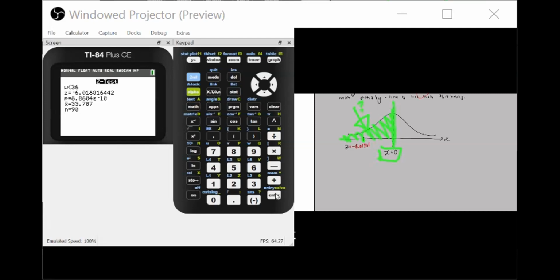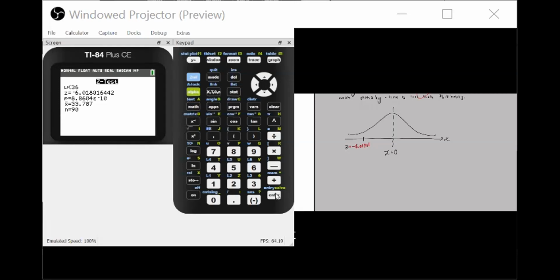What's the area? 8.8604. Oh, okay, wait. Sorry. I think you didn't catch my question, but never mind. Let's follow what you're saying. p equals 8.8604 times 10 to the power negative 10. That is the area of the p-value.